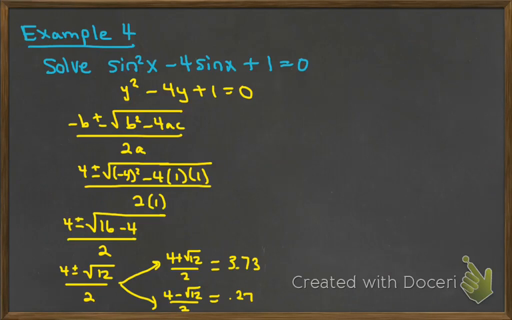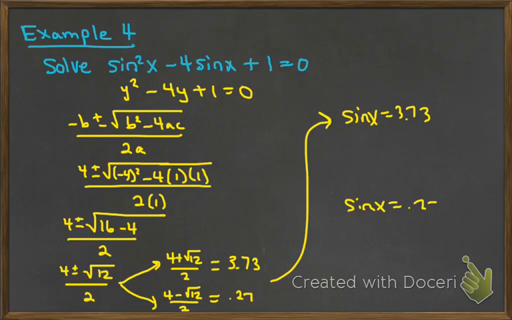And when I do the minus, so 4 minus the square root of 12 divided by 2, I get 0.27. Now remember, that's what the y value came out to be, but that's not what it was in my original function. In a sense, my y value was really the sine of x. So the sine of x is equal to 3.73, or the sine of x is equal to 0.27.